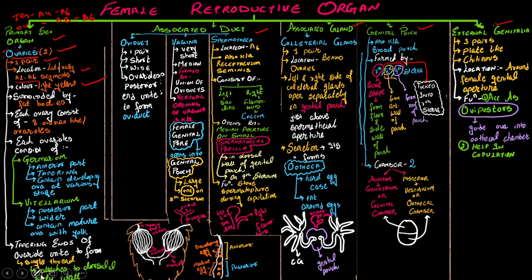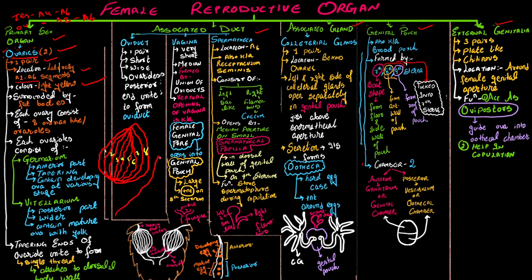Let me just draw. Okay, now I am drawing one ovary. Each ovary consists of 8 ovarioles. So this is one ovariole. This is second, third, fourth, fifth, sixth, seventh, eighth. So how many ovarioles? Let me number it: 1, 2, 3, 4, 5, 6, 7, 8. How many ovarioles are present in one ovary? 8 ovarioles are present.